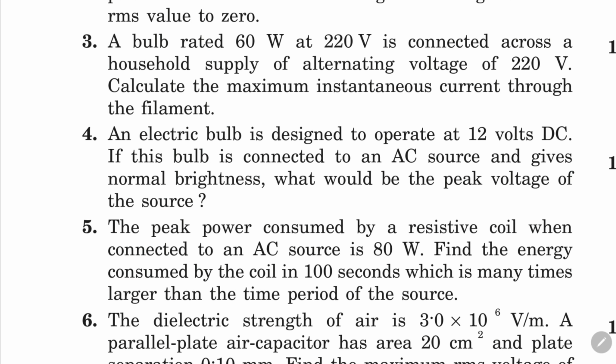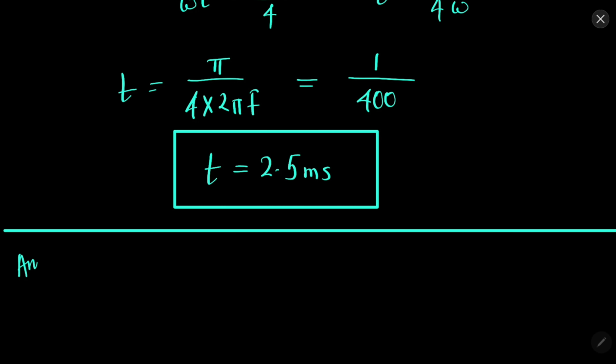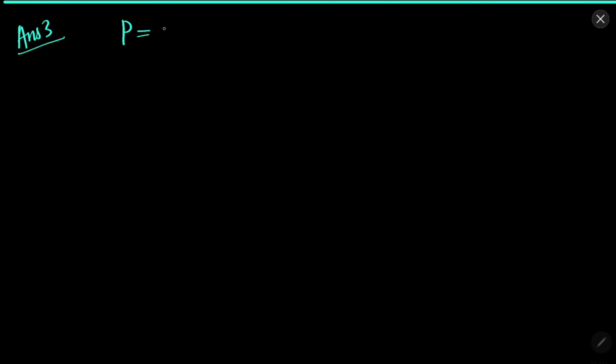In the third question, a bulb rated 60 watt at 220 volt is connected across household supply by alternating voltage of 220 volt. We need to calculate maximum instantaneous current through the filament. Third one, power is 60 watt, voltage is 220 volt.